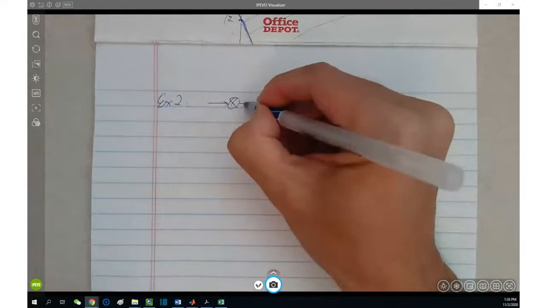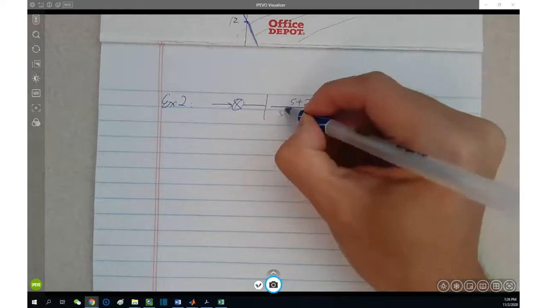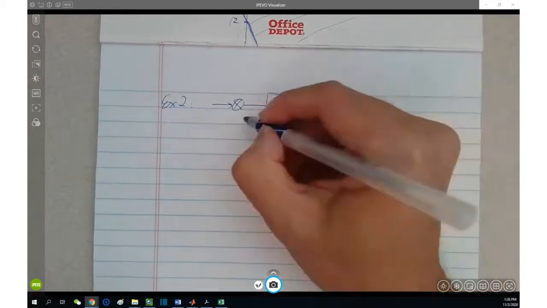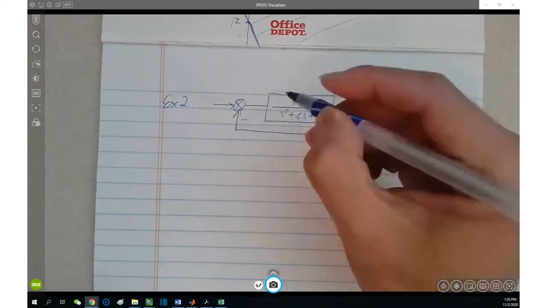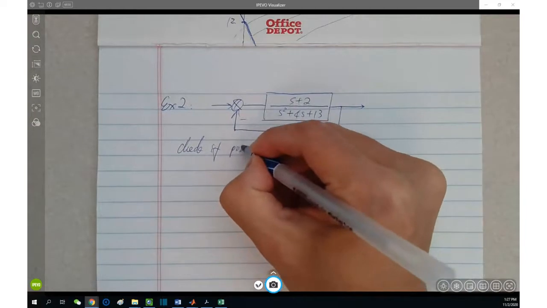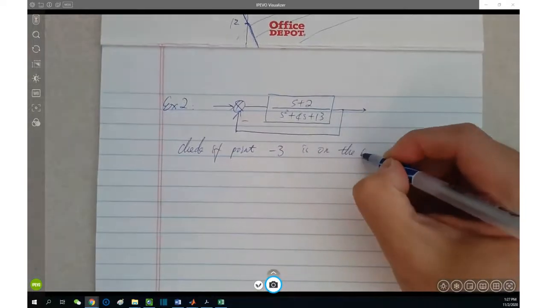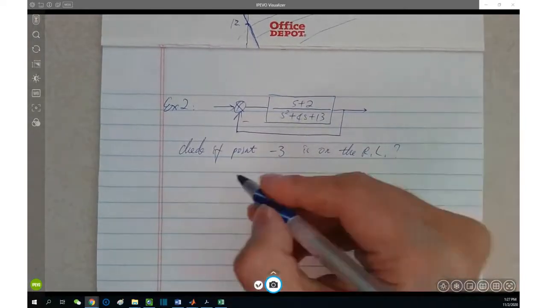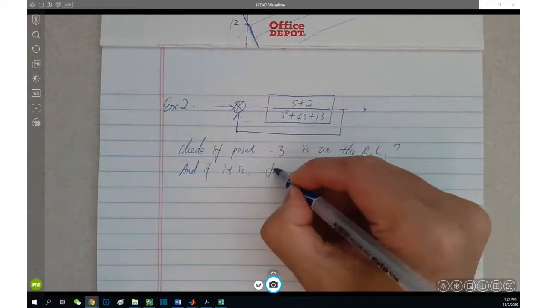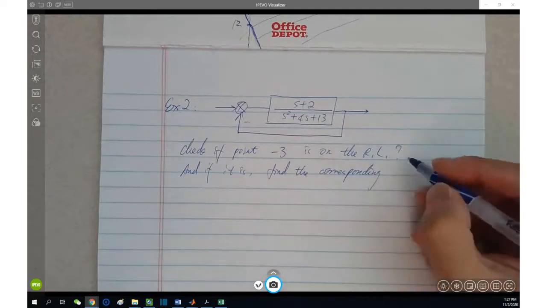A similar problem, very straightforward. Given a block diagram like this, we are checking another given point, -3. Is it on the root locus? And if it is, find the corresponding k value.